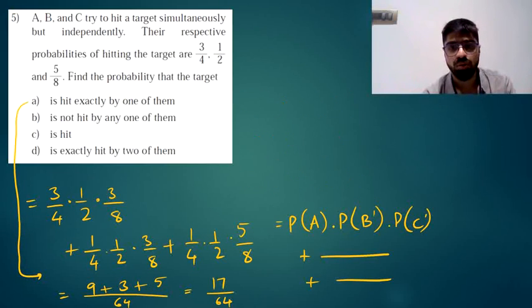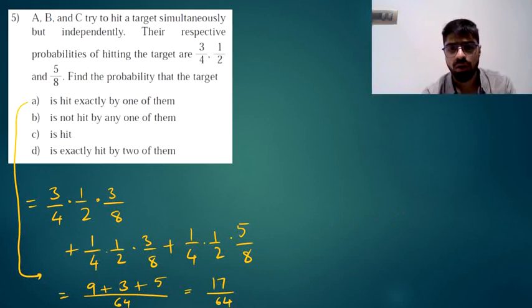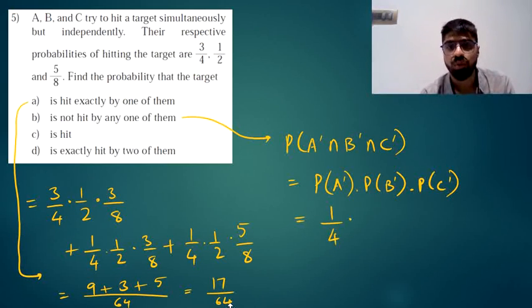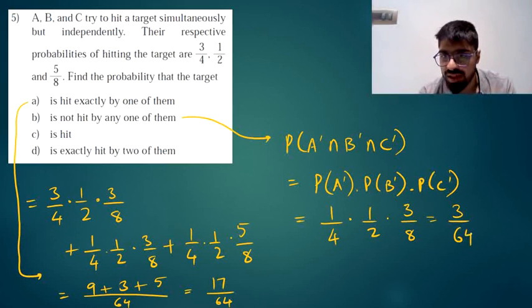The B part says the probability that target is not hit by any one of them. So target is not hit by any one of them means probability of A complement, intersection B complement, intersection C complement. Now that these are independent events, we know that we can multiply the probabilities, like P of A intersection B is P of A into P of B, given that A and B are independent. So this is P of A complement into P of B complement into P of C complement. So probability of A hitting the target 3 by 4, not hitting 1 by 4. B hitting the target 1 by 2, not hitting 1 by 2. P of C hitting the target 5 by 8, not hitting is 3 by 8. So this probability is going to be 3 by 64.